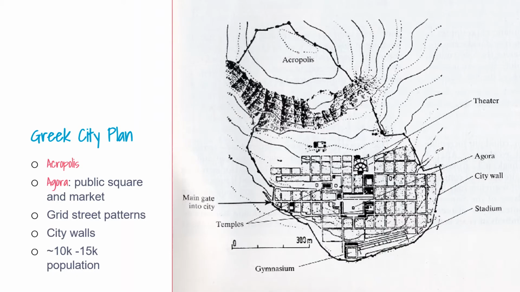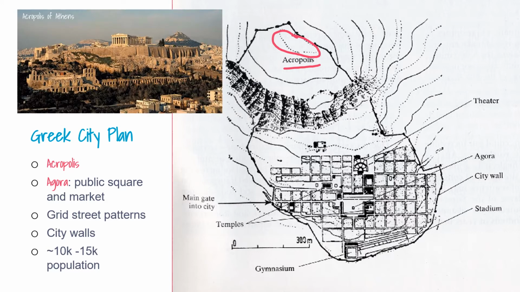Greek cities share some common features. Acropolis is the center of the city. It serves as a political or religious hub or both. It usually locates on the top of a hill. This photo shows the Acropolis of Athens.